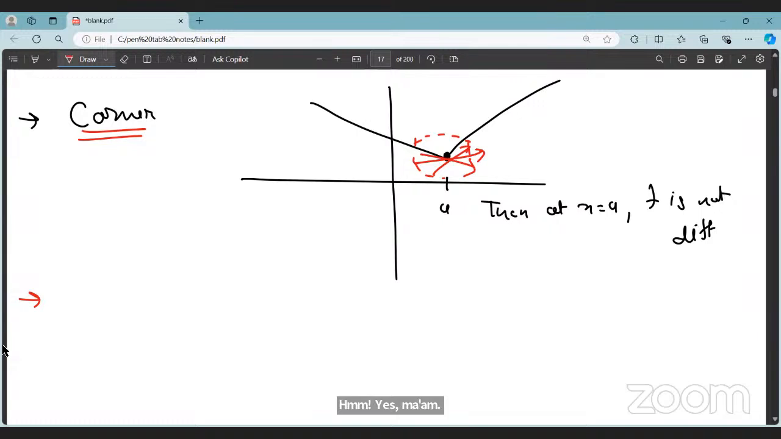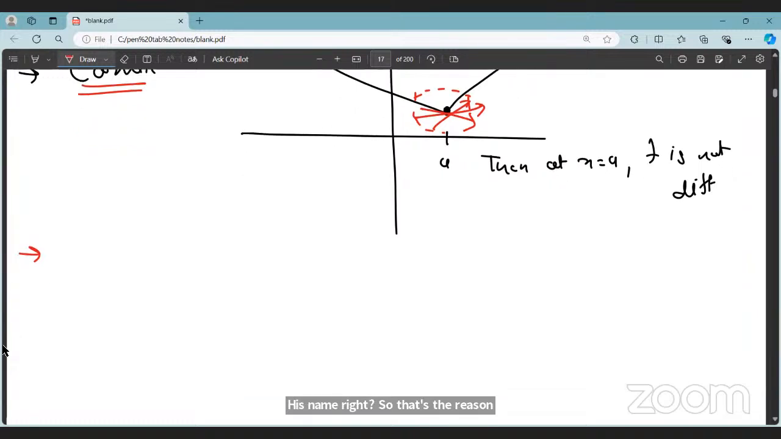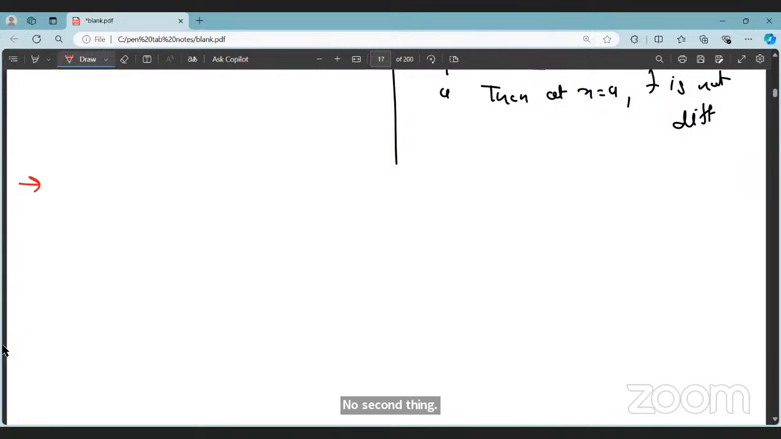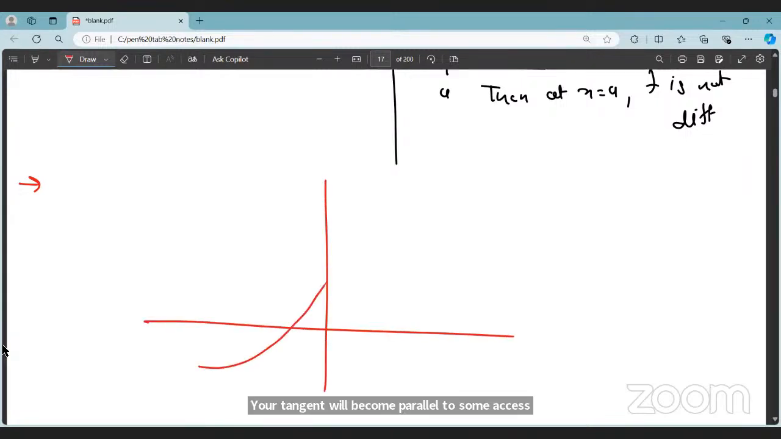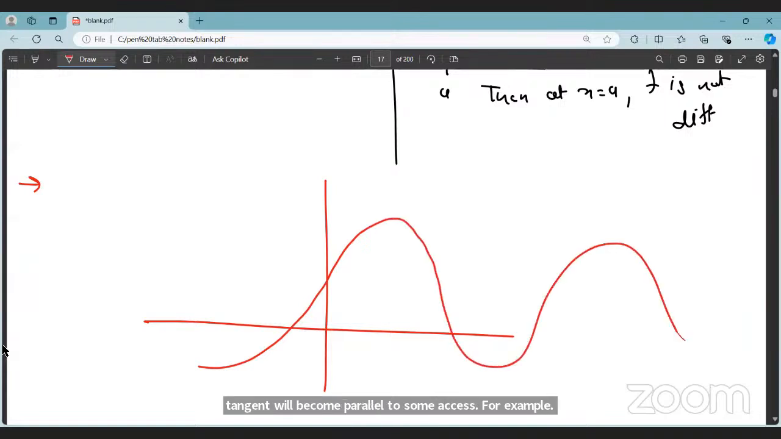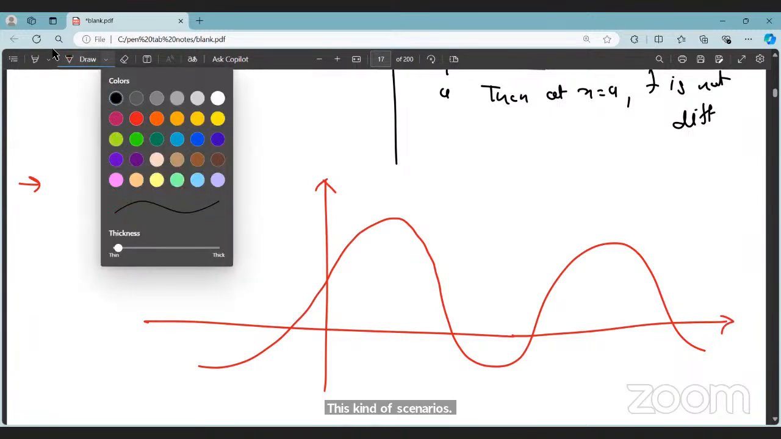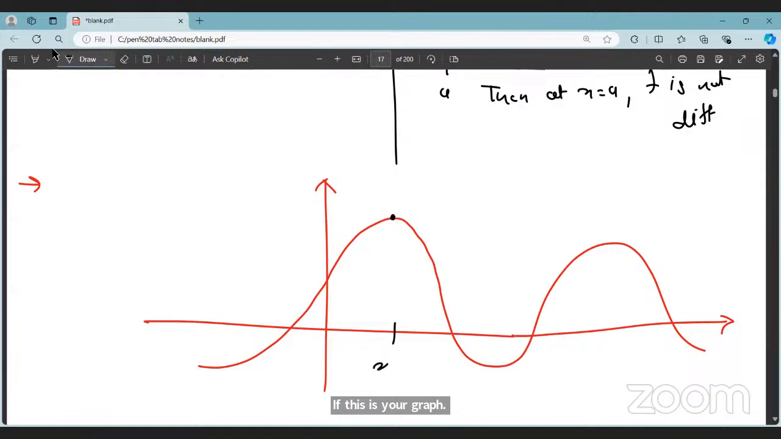Okay. Now, the second thing: whenever your tangent becomes parallel to some axis, for example, in this kind of scenario, if this is your graph, then at this point, suppose x equals 2, your tangent is actually becoming parallel to the x-axis, right? This is allowed.